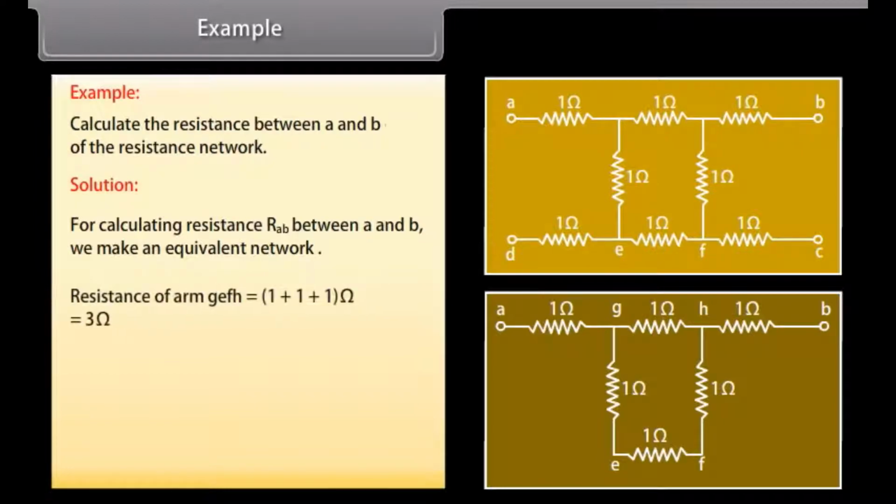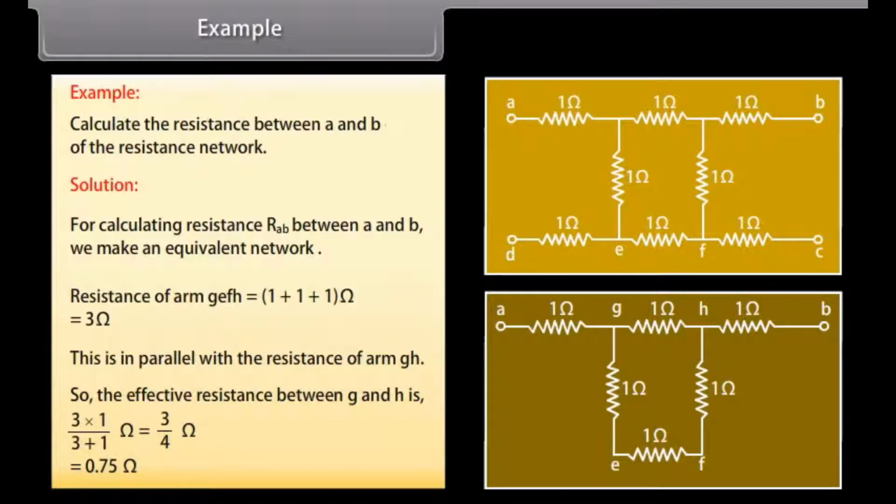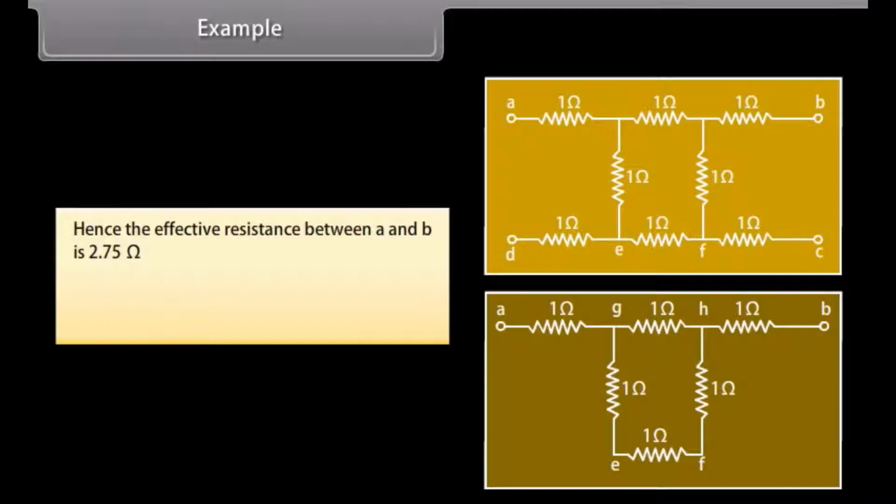Now we calculate resistance of arm GEFH, which is equal to (1 + 1 + 1) = 3 ohm. This is in parallel with the resistance of arm GH. So, the effective resistance between G and H is equal to 0.75 ohm. Hence, the effective resistance between A and B is 2.75 ohm. Now, RAB is equal to 1 + 0.75 + 1 = 2.75 ohm.